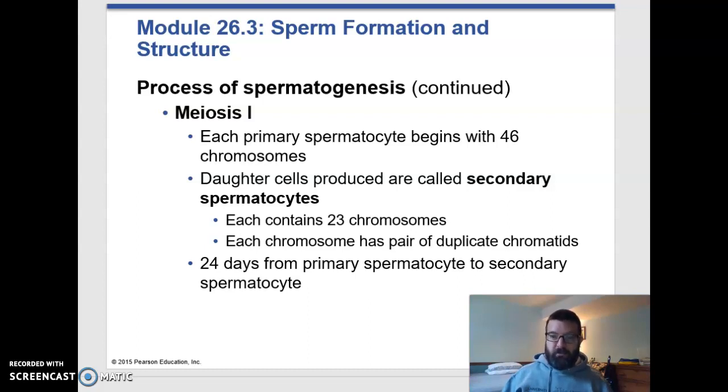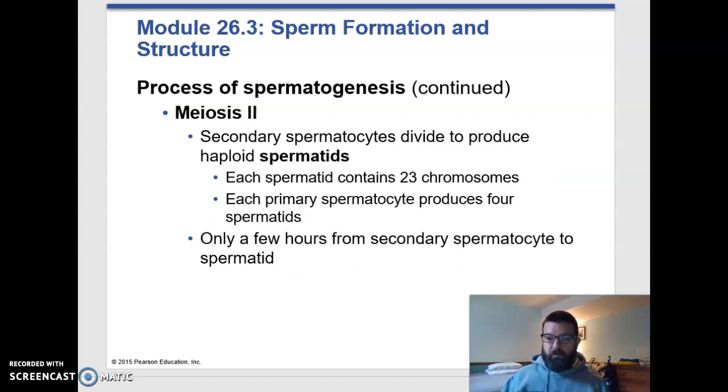So secondary spermatocytes will go through meiosis 2. Again, after meiosis 1, these cells are haploid. These haploid secondary spermatocytes still have chromosomes that each have 2 sister chromatids, and you need to separate those. And so we undergo meiosis 2, and you will eventually get 4 haploid daughter cells. And we call these spermatids.